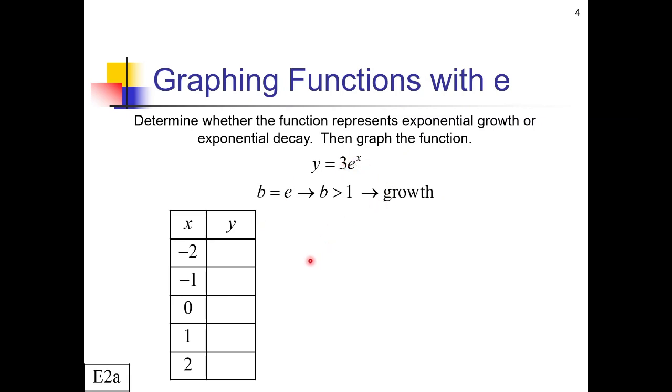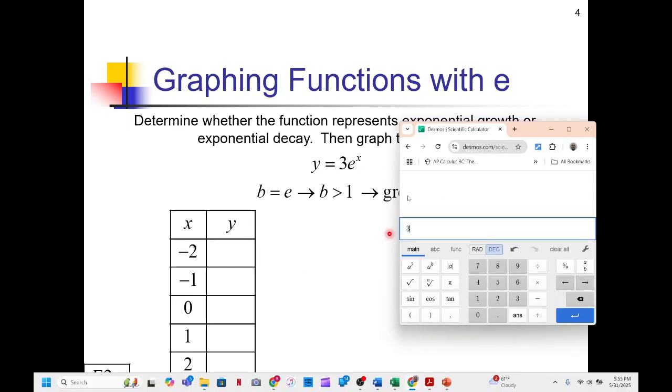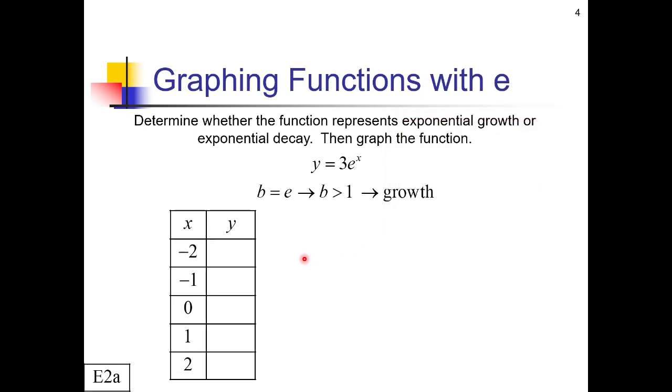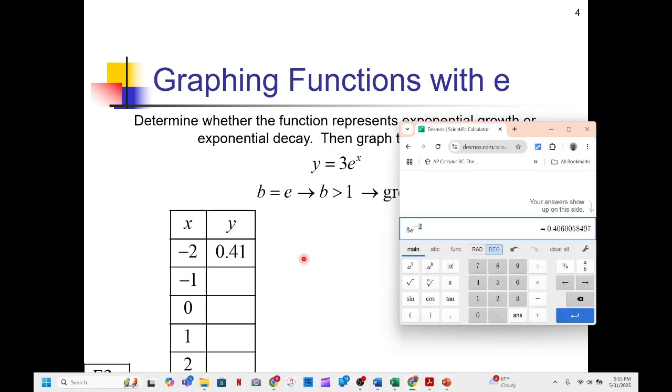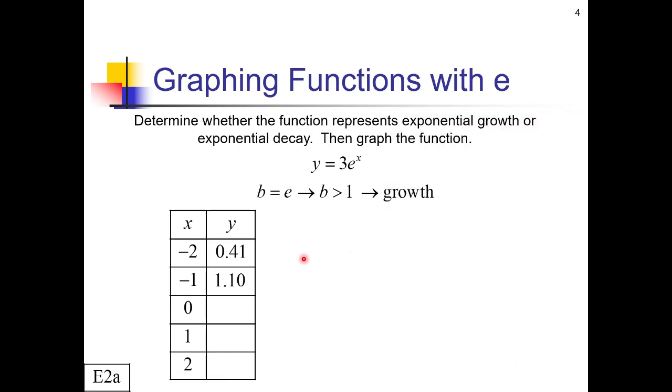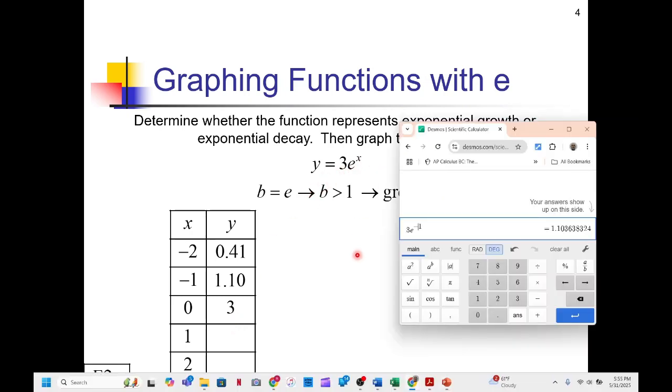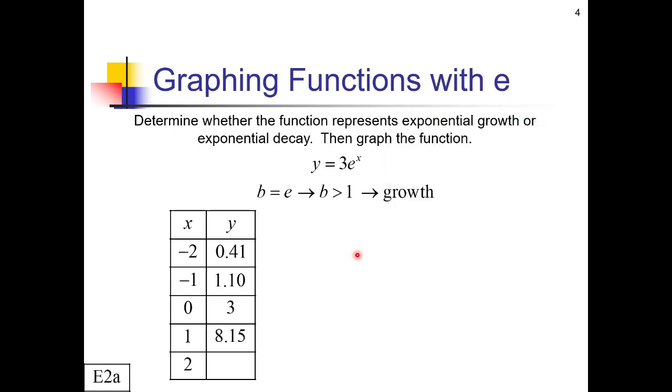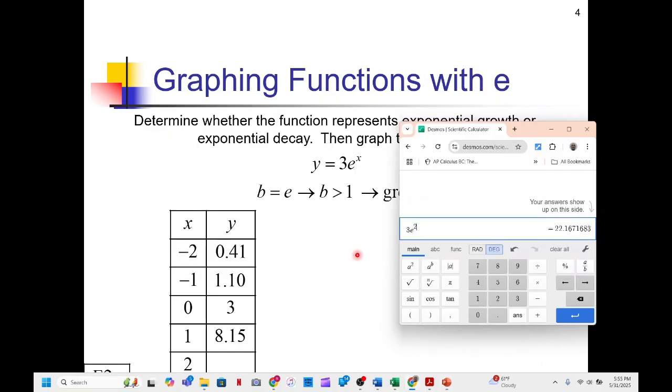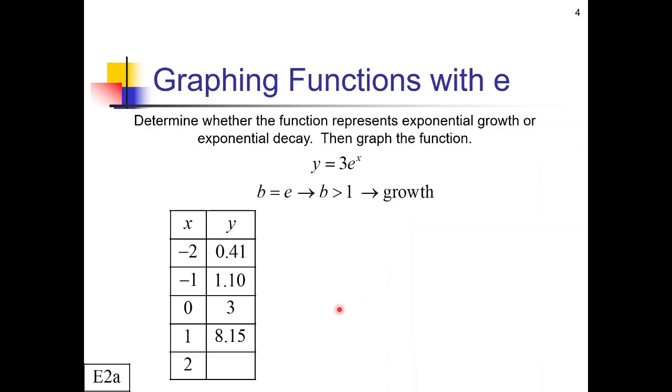So for this, I am going to use Desmos. So we've got 3e and then exponent, and let's do -2 first. That's about 0.41. And then if we do -1, that's about 1.10. And 3 times e to the 0 is just 3 times 1, so that's just going to be 3. This is going to be 3 times e to the 1, but again, e is a decimal, so let's plug that into Desmos, so 8.15. And then finally, we plug in 2, and that's about 22.17.